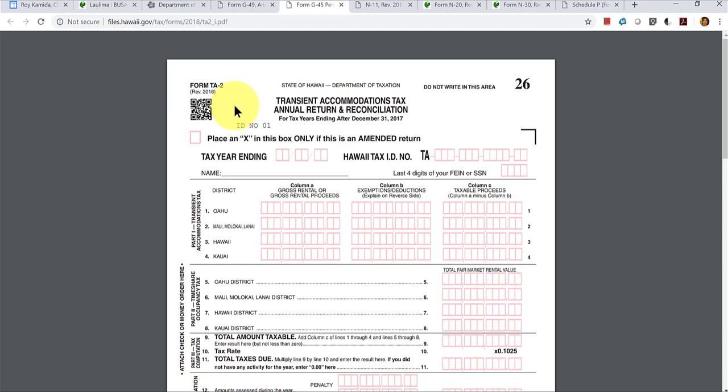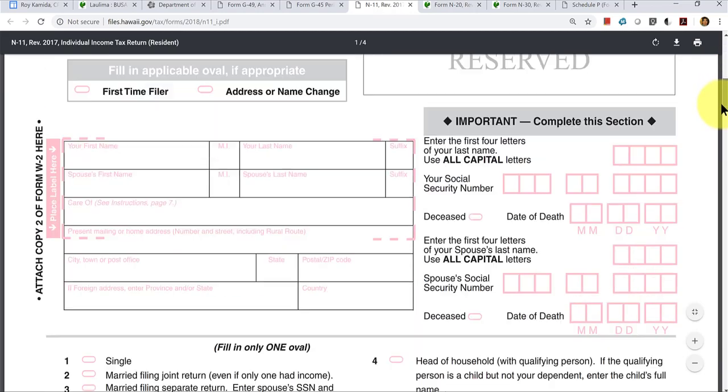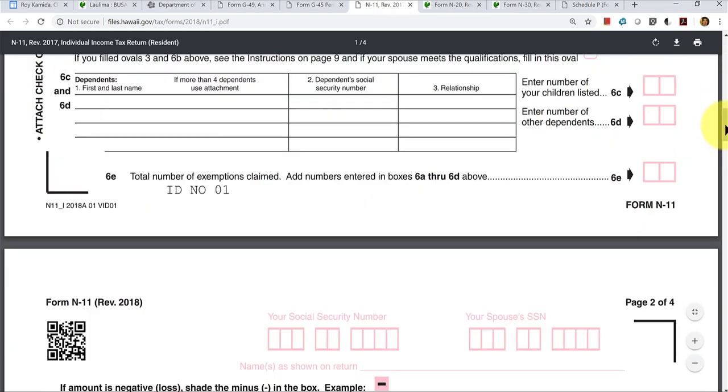Let's take a look at income taxes. So if you're an individual and you're a resident for the whole year, you're going to file this form N-11 and report your worldwide income, no matter where you did business. Now, if you did business in another country or another state, you may have to file tax returns for that country and state. In the case of another state, you may be able to claim a credit here on the Hawaii return. Let's take a look at page 2, where the dollar amounts are first reported.